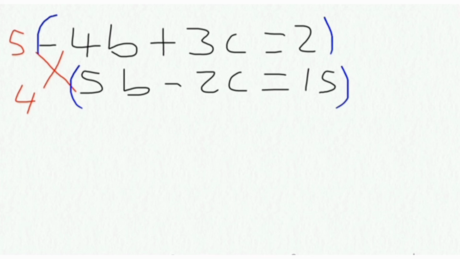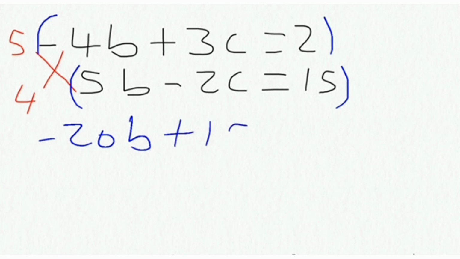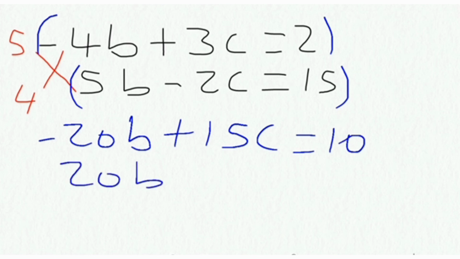5 times negative 4b, that is negative 20b. 5 times 3, that is 15c. Be careful of the negative signs. 5 times 2 is equal to 10. 4 times 5, that is 20b. 4 times negative 2, that is negative 8c. And 4 times 15, that is 60.